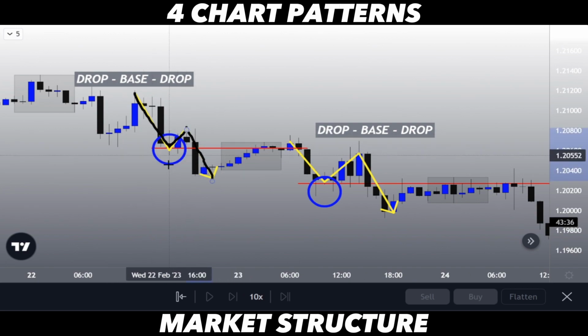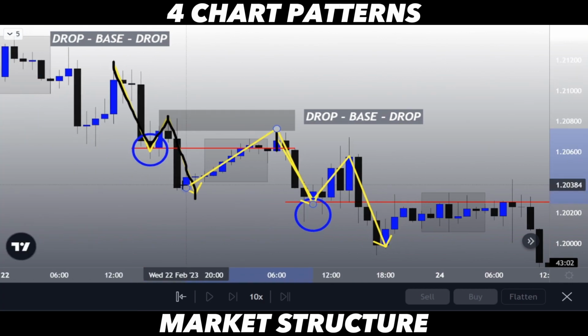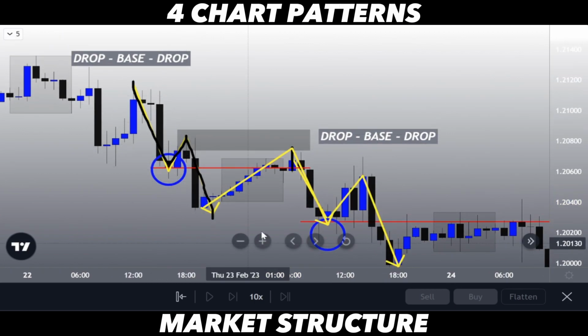The swing is defined. We can see the swing. The swing is within this blue circle. That's the swing. The swing got taken by this second move to the downside called drop. And then we had consolidation. During the London session, we had a stop hunt, and then into the supply zone. This is the pullback, and that's the drop. This is drop, base, drop.